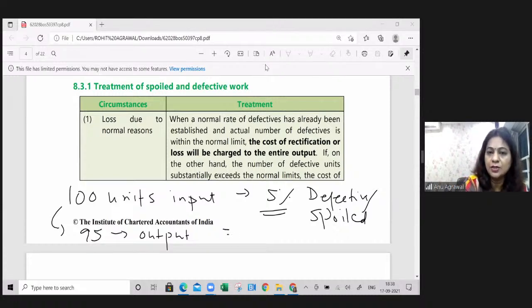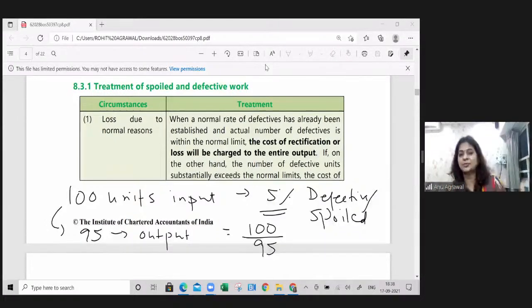So now let's say the cost of these defective items is, let me put it 1,000. I will divide this by 95 so that the cost gets spread over all these. So if the cost of those defectives, this is what they say: the cost of rectification or loss will be charged to the entire output. Now, entire output does not mean 100. It means 95 because it is within the acceptable limit, right? That means 5 defectives which came out, in order to improve it.